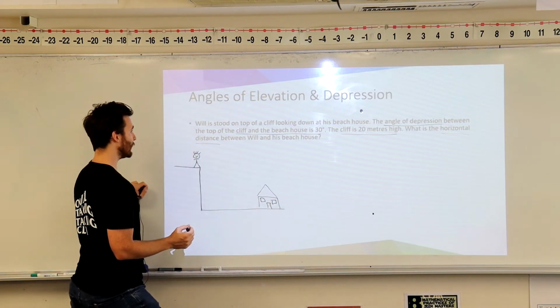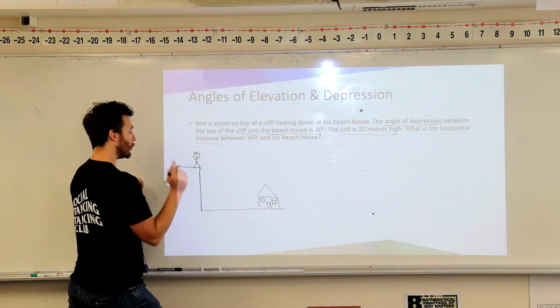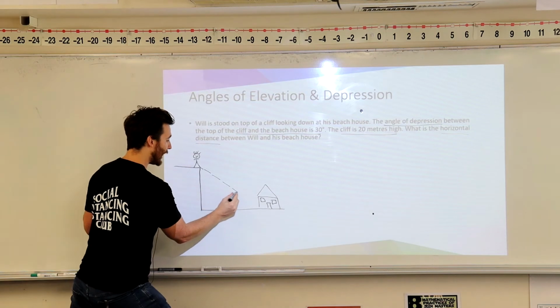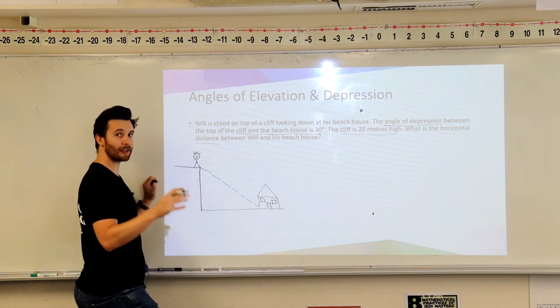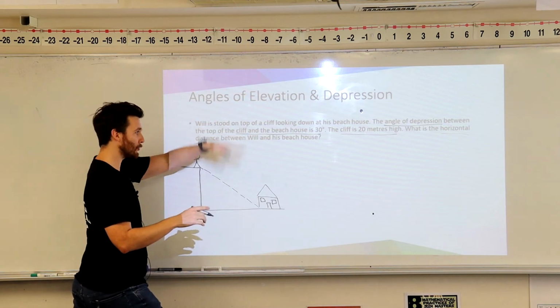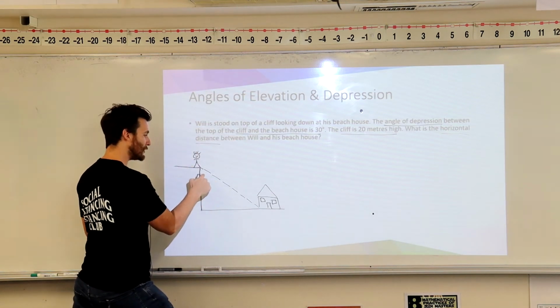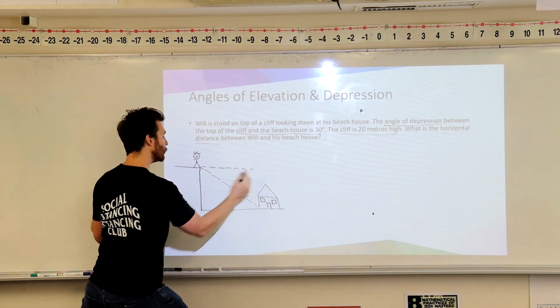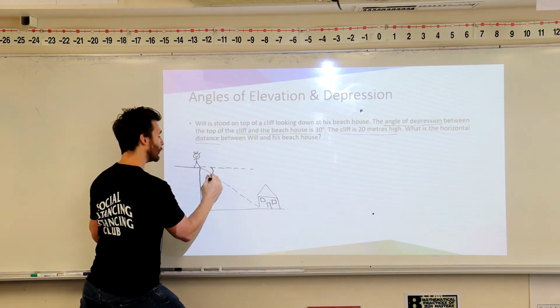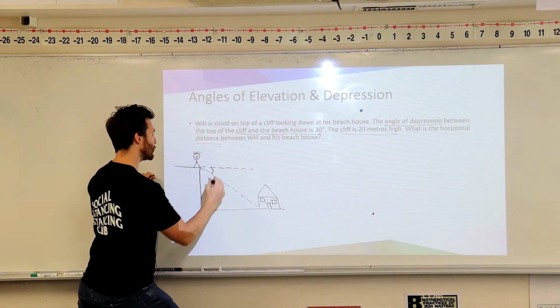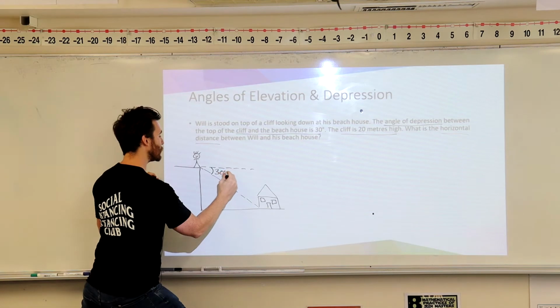Okay, what else have I been given in the question? We've got the angle of depression between the top of the cliff and the beach house. But remember that the angle of depression is taken from the horizontal. It's from the horizontal going downwards. So the temptation is to put that angle here, but because we're measuring it from the horizontal, that angle actually belongs there. So that angle of depression is 30 degrees. I'll fill that in as well.